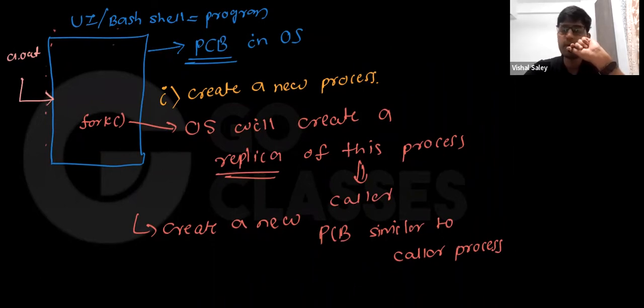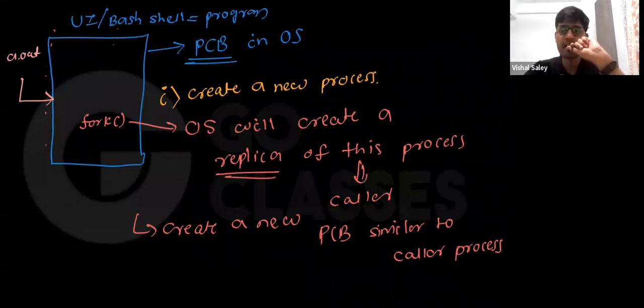Correct, correct. So the replica will be created by the UI or bash shell. That is correct. But why is it created? It's just a mechanism to create a new process, right? It need not be the most optimal way. This is the way Linux does it.